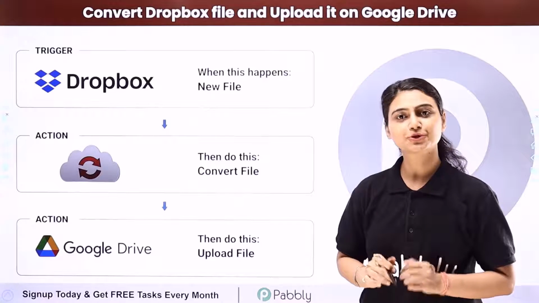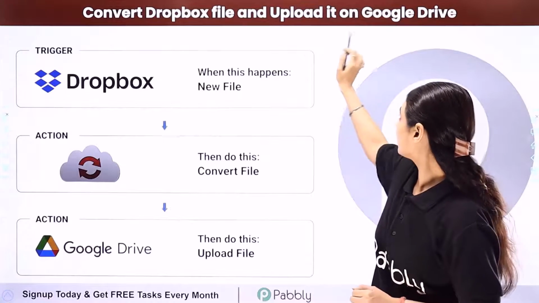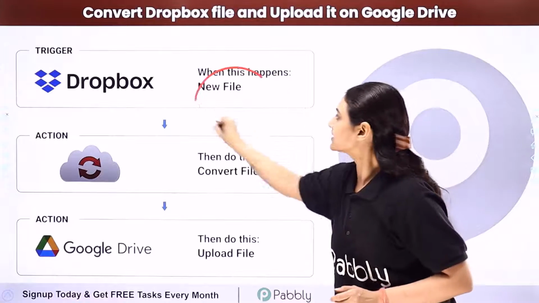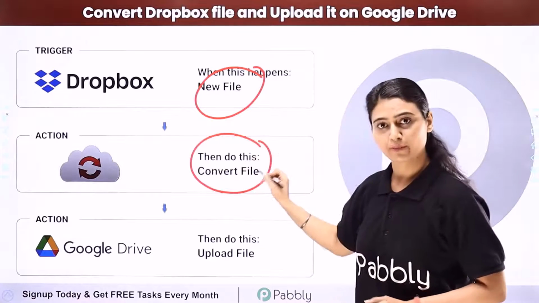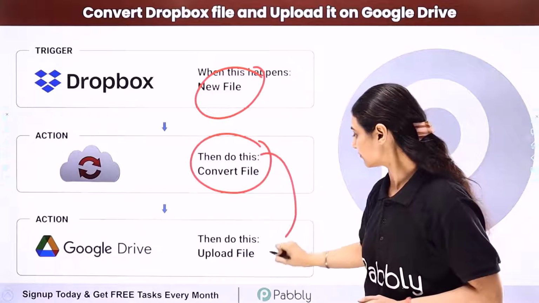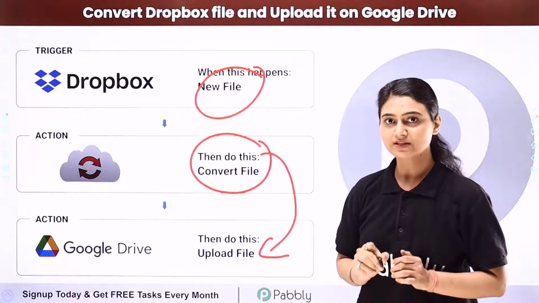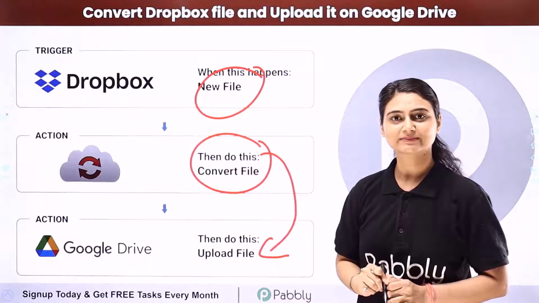In this video, we will learn how you can automatically convert a Dropbox file and upload it on Google Drive. So let's say you want every time a new file is added in Dropbox, it should be first converted into the format of your preference, and then this converted file should be uploaded in Google Drive. So we are going to automate this process using Pabbly Connect. Come to my screen to see how we do this.